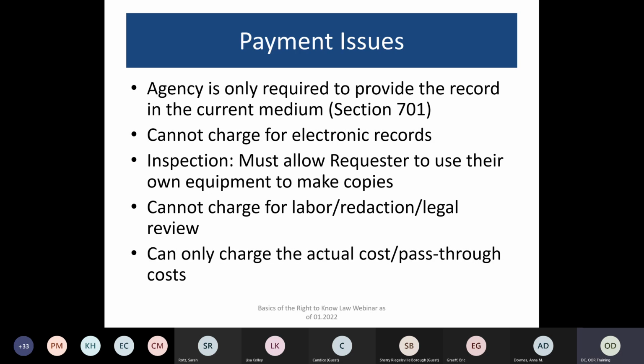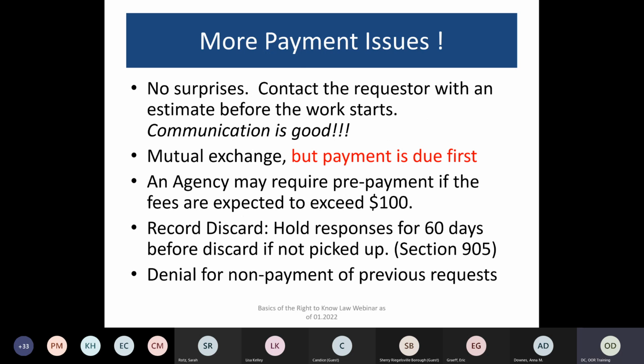Okay, so moving on to payment issues. No surprises. It's kind of been my theme here. Let the requester know. You receive a request, you do a quick estimate of what you think it's going to cost, and then I recommend picking up the phone or sending them an email back. Hey, we think this is going to cost about $30. Are you okay with that? Before you begin really working on the response.